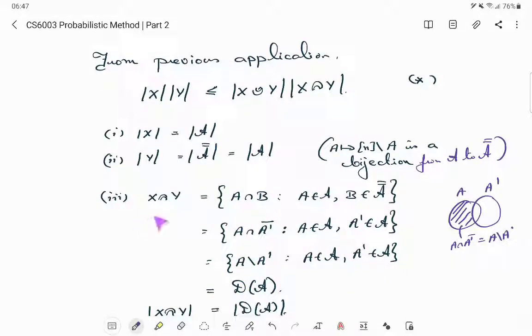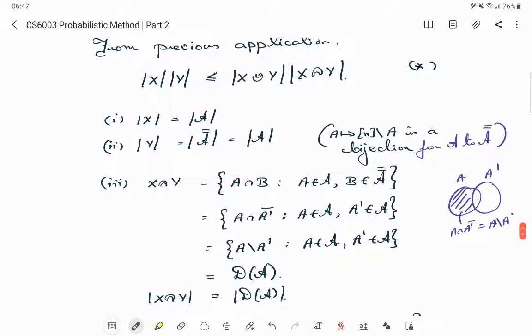Okay, so your X pairwise intersection Y, or in particular script A pairwise intersection script A double bar, turns out to be the difference set. Okay, so this is D of A, and hence its cardinality is the cardinality of the difference set.